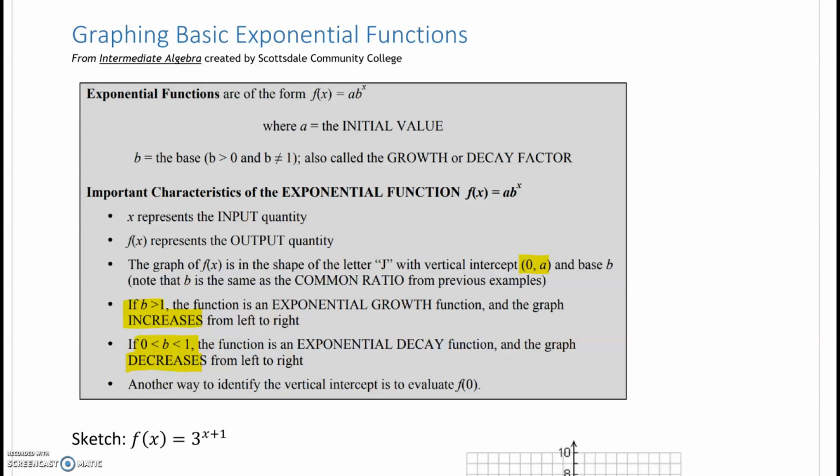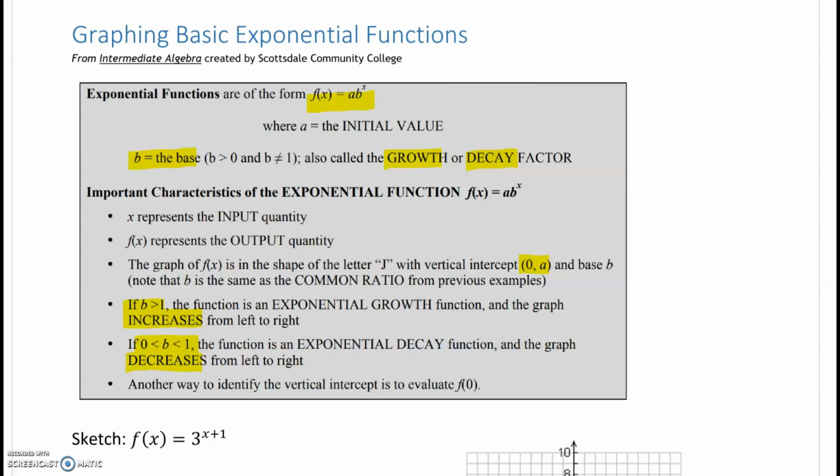They always have the form f of x equals a b to the x. B is called the base. That's going to be important as to whether it is a growth or a decay function. If the base is greater than 1, we know that it's growth, and if the base is less than 1 but still positive, it's going to be a decay function.